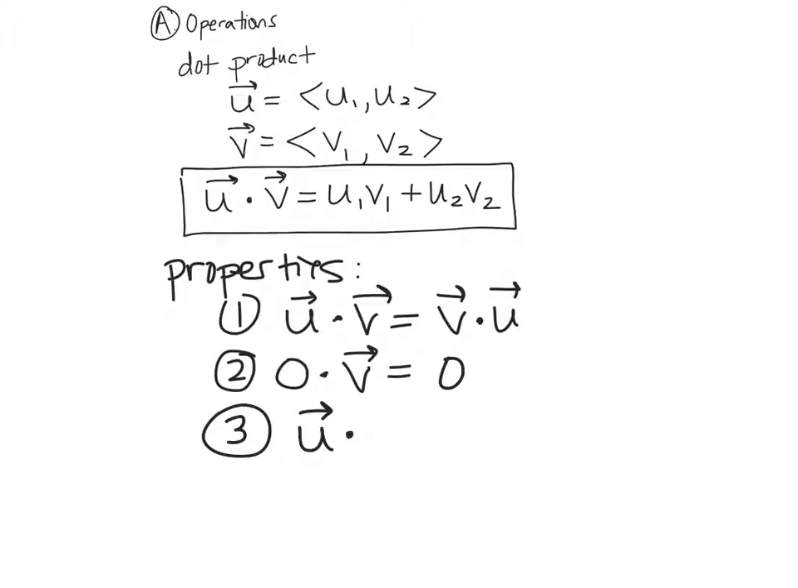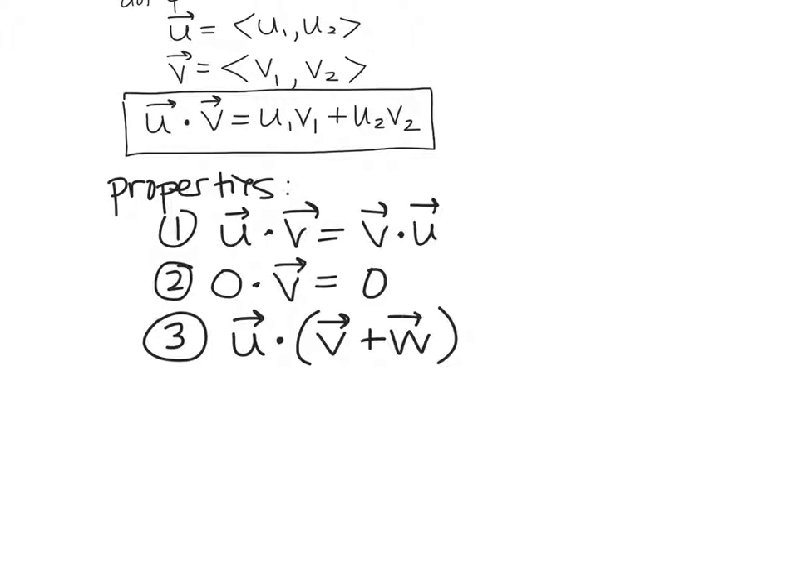dot vector v plus vector w, the distributive property works here. So you would do u dot v plus u dot w.